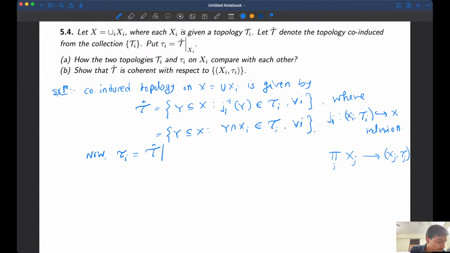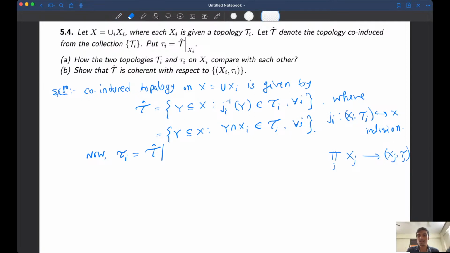For the induced and co-induced topology, are these maps also fixed, like inclusion and projection maps? No, it can be any map. Suppose X were not the union of these Xi, but the Xi with tau I are any arbitrary family of topological spaces with some maps. Then you can always put a topology on X co-induced by these families, such that all these maps are continuous.